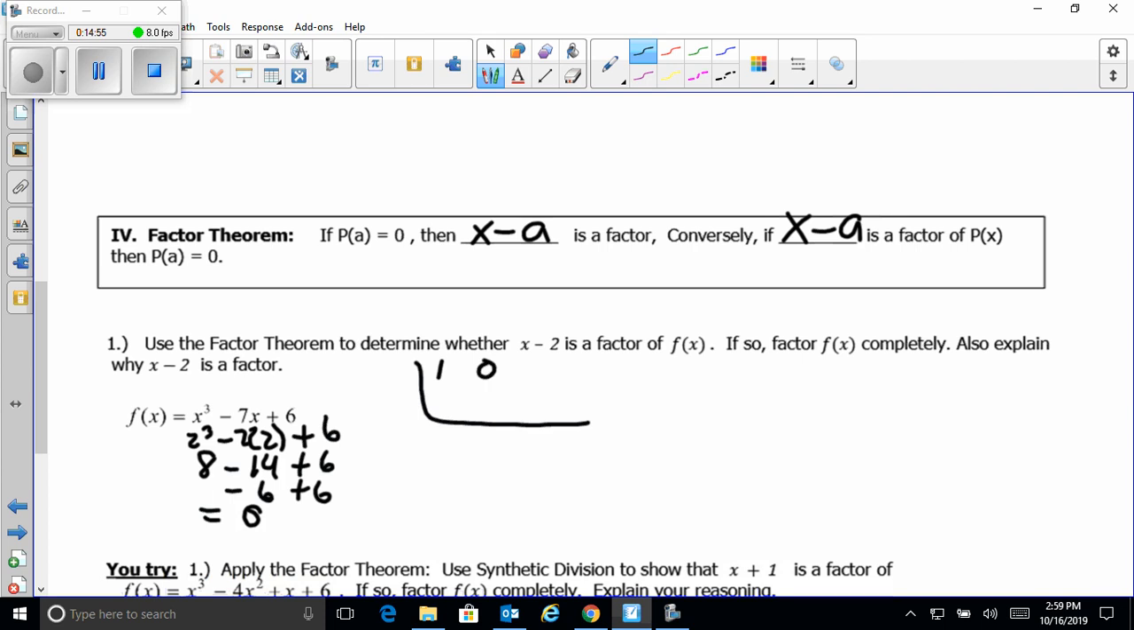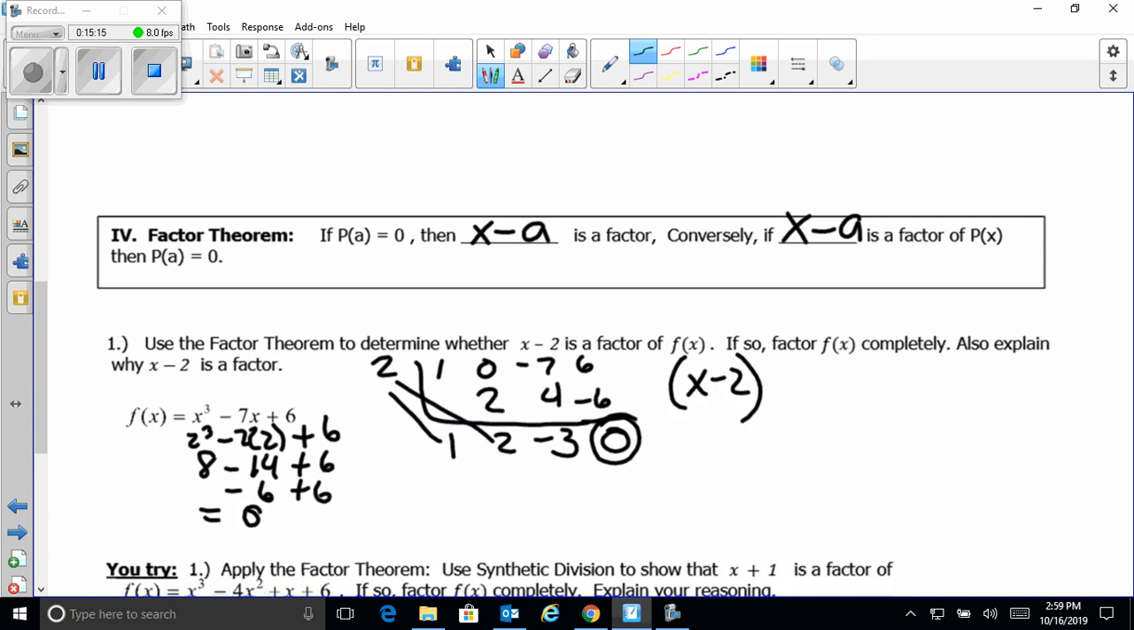1, 0, negative 7, and 6. Dividing it by 2. Bring down our 1. That's 2. 4. Negative 6. And the last is 0. So we know that x minus 2 is a factor. Now I would suggest using the synthetic division here, because this right here gives you what's left.